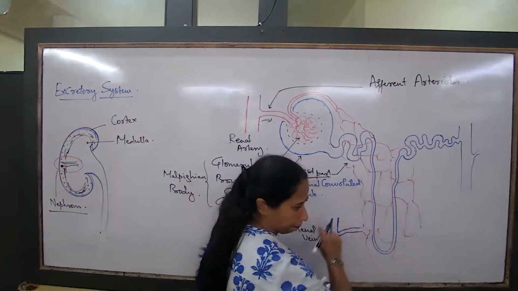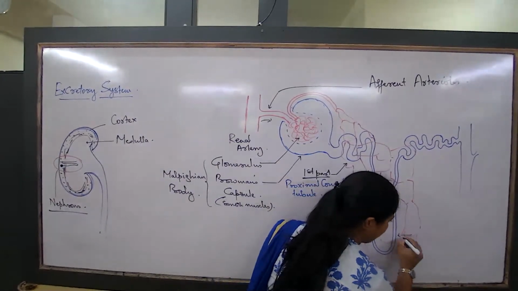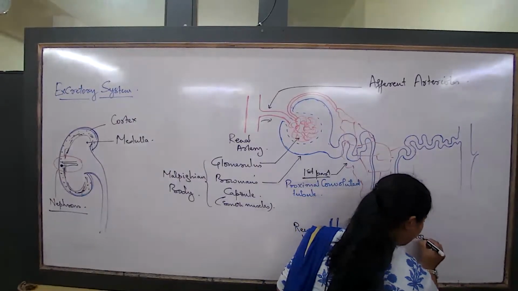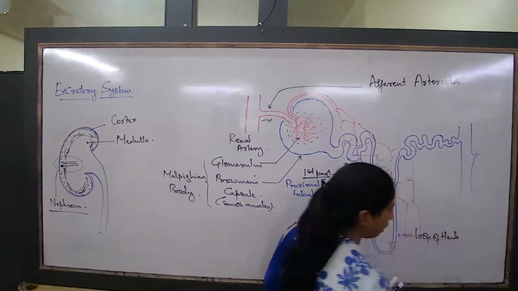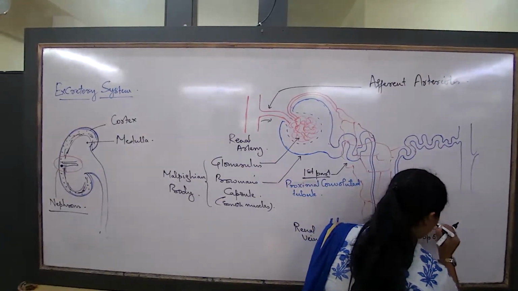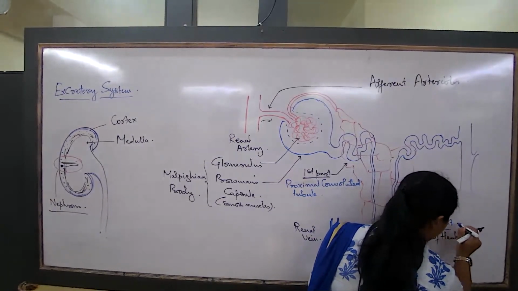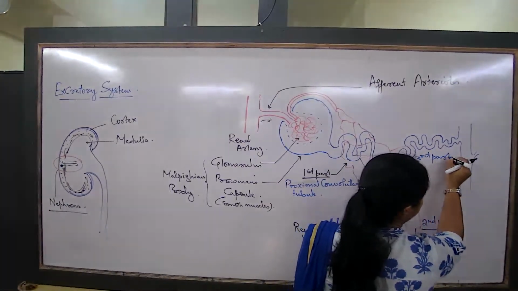This is the second part. What is this second part known as? This second part is known as the loop of Henle, named after a biologist who had understood the structures. The loop of Henle is the second part of the kidney tubule. Talking about the third region now. This is the third part.